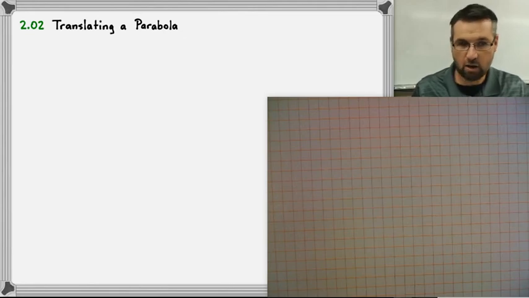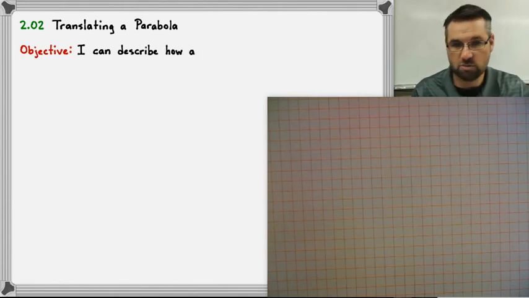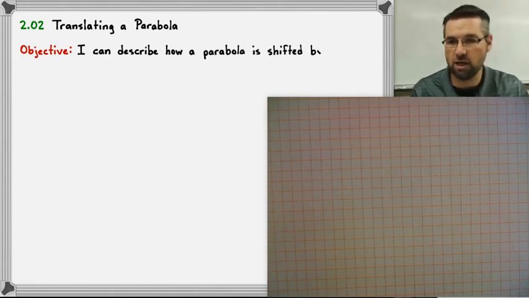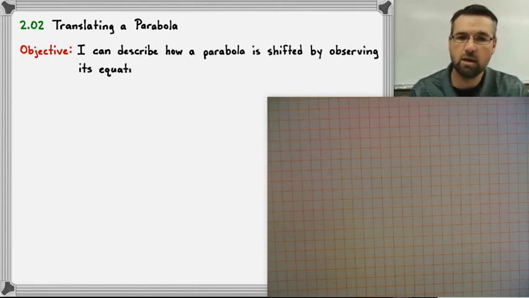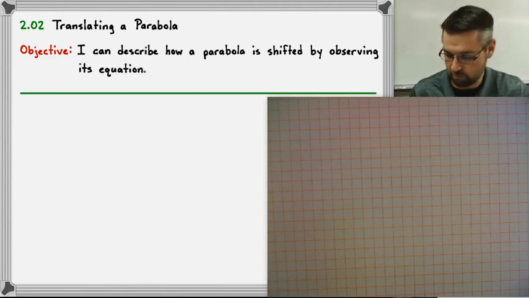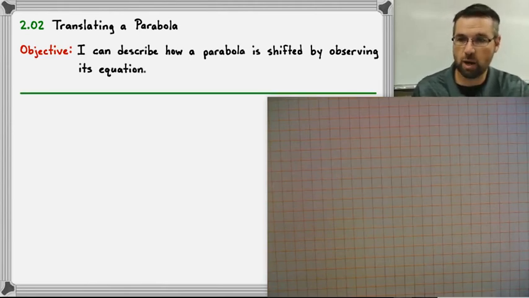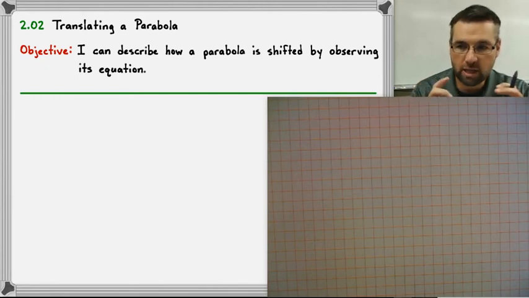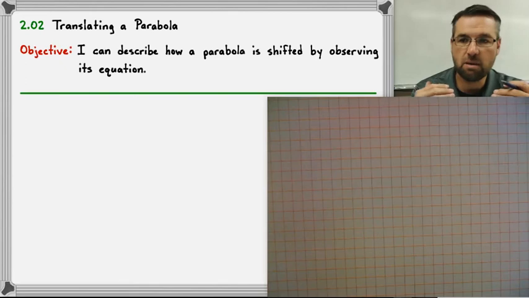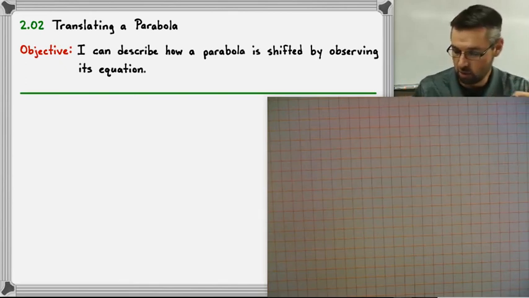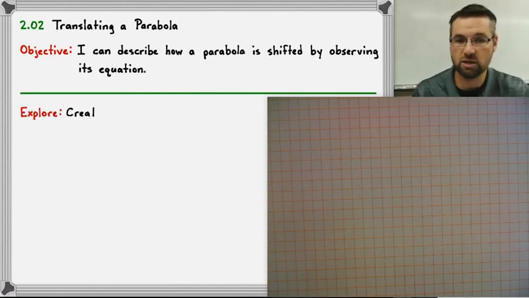So with that said, our objective is to be able to describe how a parabola is shifted or translated by observing its equation. In other words, I'm going to give you an equation for a parabola. And remember, all parabolas have the highest power of x squared somewhere in there. We are going to be looking at specific ones, and we will be able to observe how the parabola was shifted or translated around the graph based on those numbers.